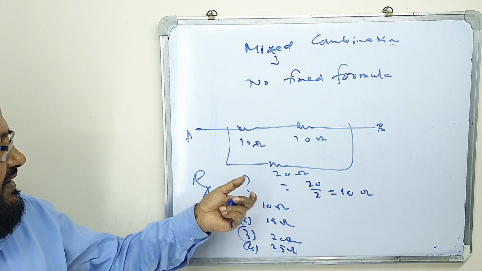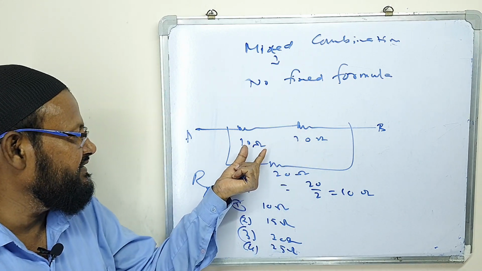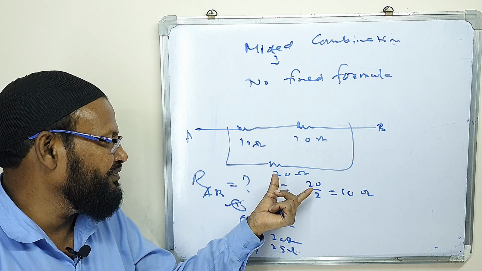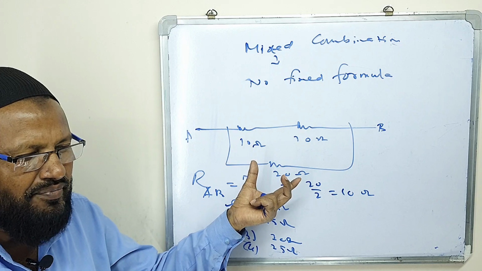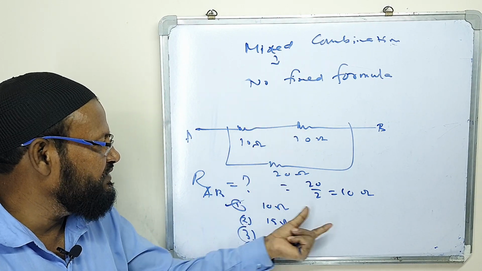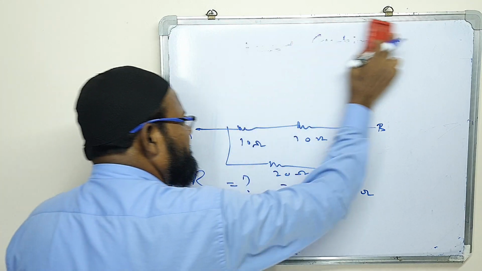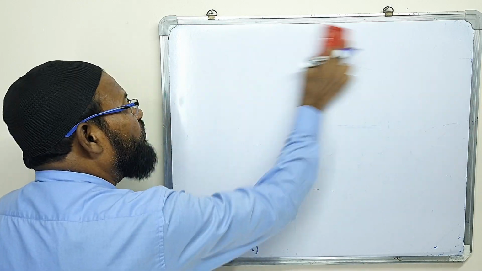Please see here. These are in series. Series means 10 plus 10 is 20, and this 20 and this 20 are in parallel. What is the formula? When all the resistors are the same, it is R by N. This is 20 and this is 20, so 20 by 2, since there are 2 resistors, so this is 10. Okay.